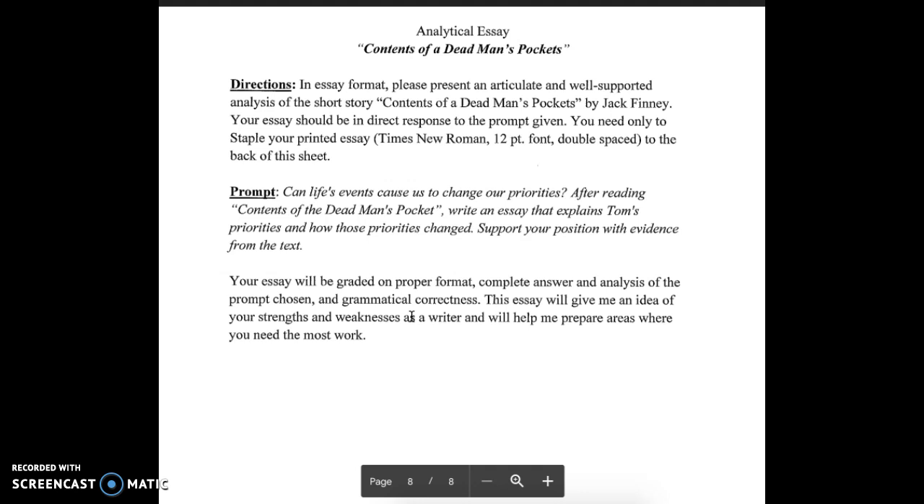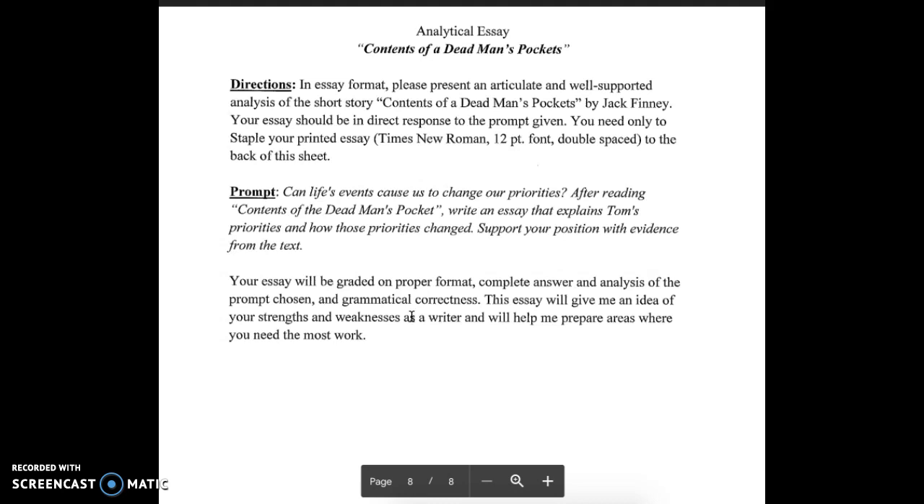You need only to staple your printed essay in Times New Roman 12-point font double-spaced to the back of this sheet. I have these sheets available for you as hard copies. Just go ahead and ask me when you're ready for it. The prompt is this. Can life's events cause us to change our priorities? After reading The Contents of a Dead Man's Pockets, write an essay that explains Tom's priorities and how those priorities have changed. Support your position with evidence from the text.